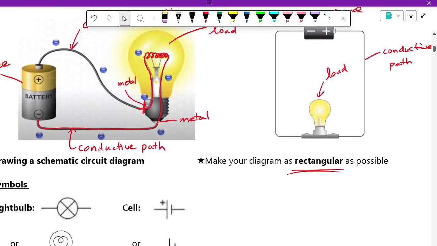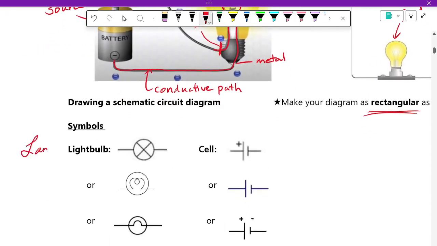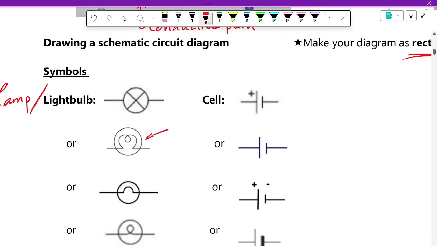So for our lamp or light bulb, sometimes you'll see it called a lamp or a light bulb, there's actually four choices that you can use. When I was in high school, we learned this one. But I feel like that one's harder to draw, because in order to draw it, you have to go like this, and then like this, and then you put a circle around it.